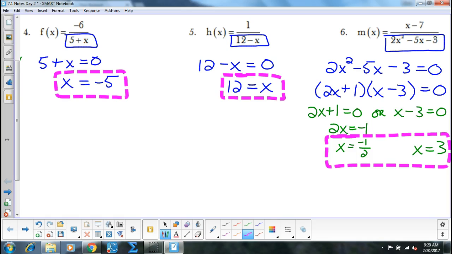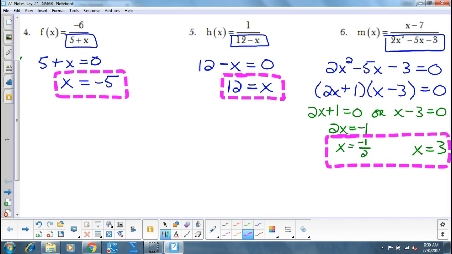Why is number 5 not negative 1 equals x? Because I added x to both sides. If you would subtract 12 from both sides, you'd get negative x equals negative 12, and you still haven't solved for x yet. If it was 12 plus x, then yes, I'd subtract 12 from both sides. Okay?